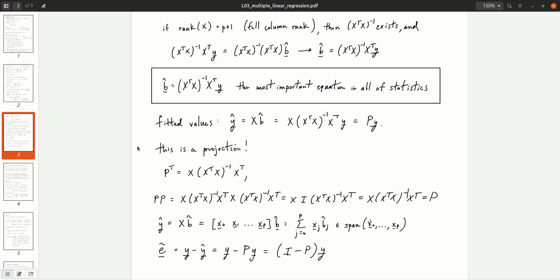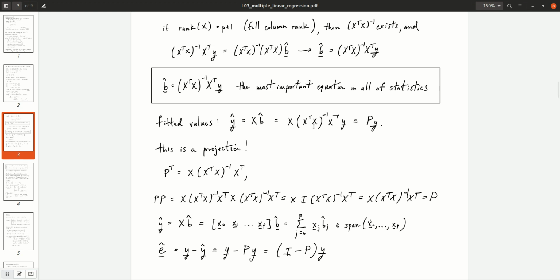So P, remember what we have to check to see that it's a projection is that it's symmetric and idempotent. So symmetric, let's do that one first. The rule for taking the transpose of a product of matrices is you take the transpose of each of them, but then you write them in reverse order. So P transpose is going to be x transpose transpose, which is x, times x transpose x inverse transpose.